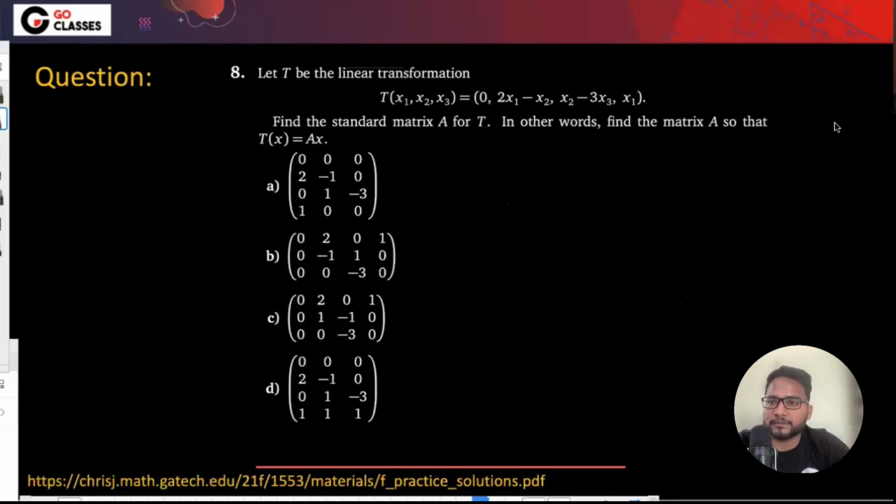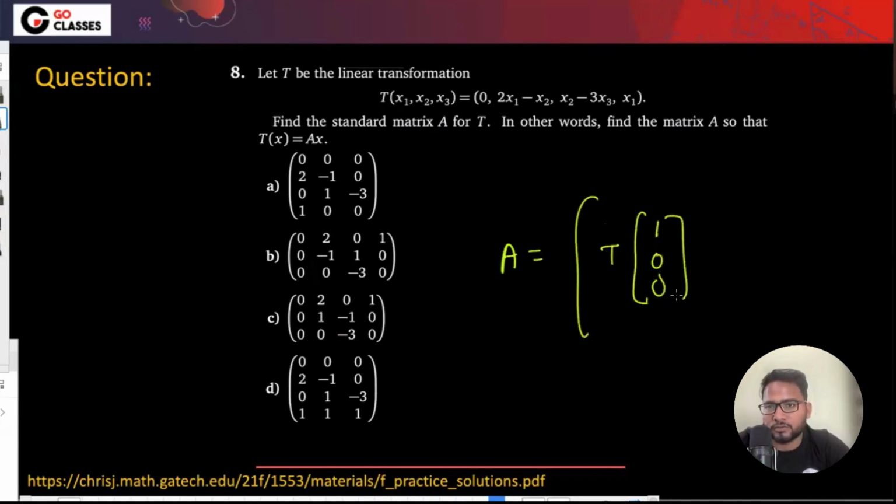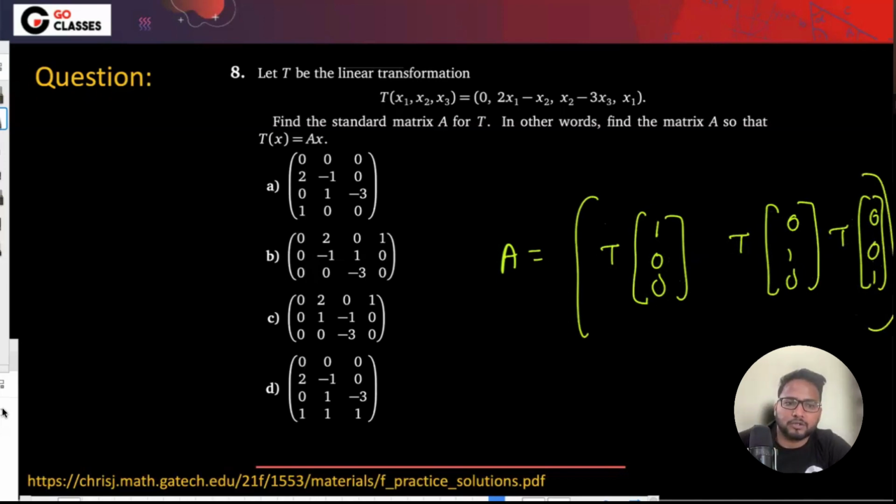Okay, let's just see this. Find the standard matrix A for T. In other words, find the matrix A so that T(x) equal to Ax. Can you do this as homework? How will you be doing it? What is A? It will be nothing but T of 100, T of 010, T of 001, right? Like this. So you have your T with you. I think you can find out T of 100 and these things, right?